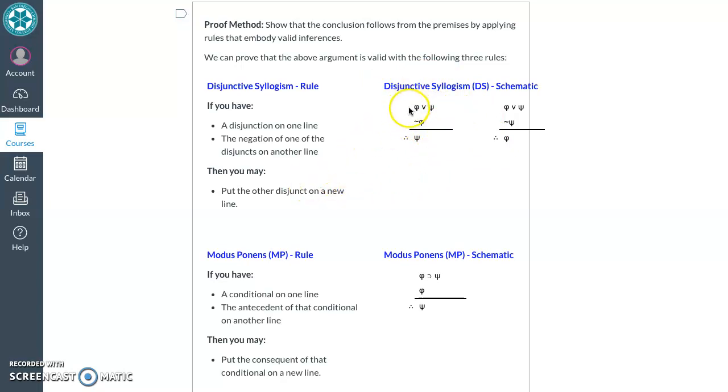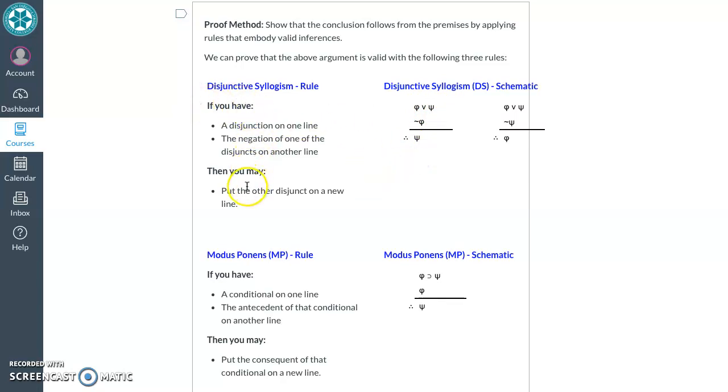Now these, like I said, could be any statement. So this little phi could stand for I don't have a cat. So maybe it's either I don't have a cat or I don't have a dog. And then this would mean it's not the case that I don't have a cat. So it follows I don't have a dog. It's whatever these 2 things are. It's this thing or that thing, not this thing, so it follows that thing.